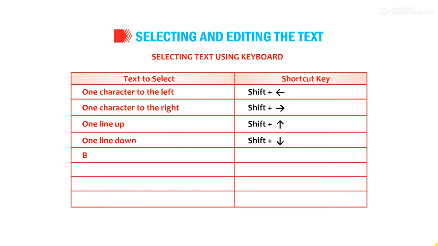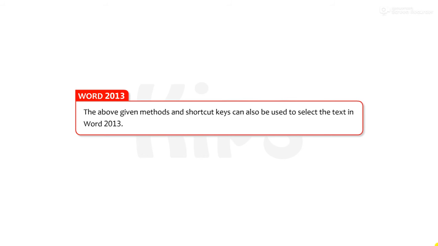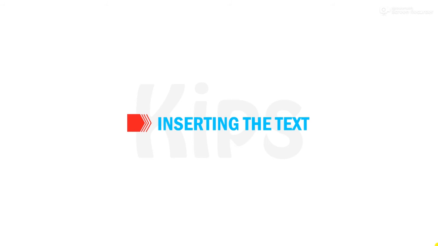Shift+down arrow key. Beginning of the current line. Shift+home. End of the current line. Shift+end. Beginning of the current document. Shift+Control+home. End of the current document. Shift+Control+end. An interesting fact is that the above given methods and shortcut keys can also be used to select the text in Word 2013. Now let me tell you how to insert text in a document.